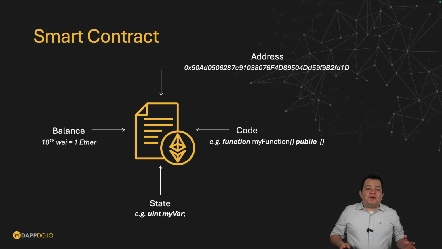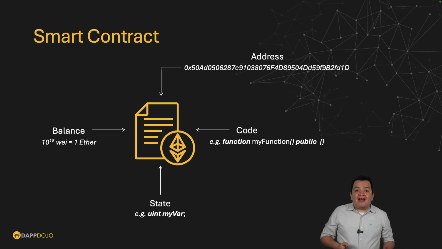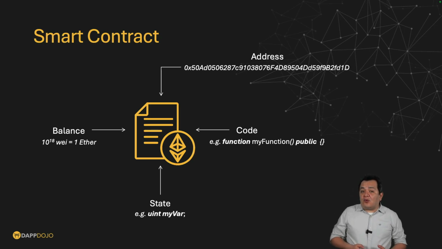Let's break down the components that integrate the smart contracts. In the context of a smart contract, an address refers to a unique identifier that represents the location of the contract on the blockchain. Every smart contract deployed on the blockchain has its own address, which serves as a destination for interactions and transactions involving that contract. Addresses are typically represented as hexadecimal strings and are generated during the contract's deployment process. These addresses do not have a private key as the externally owned accounts do.